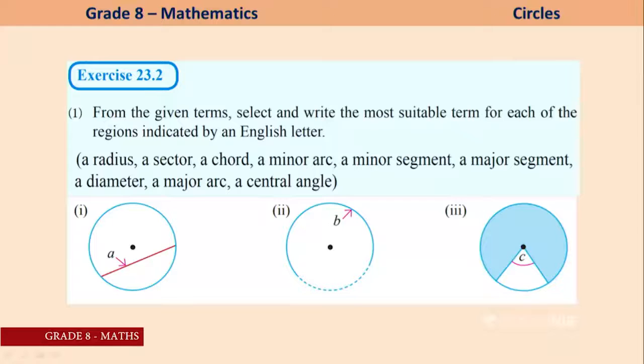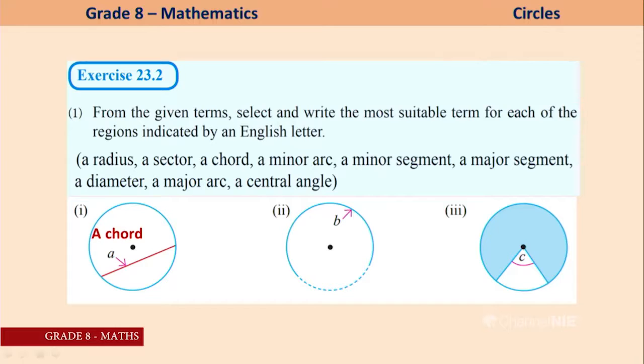From the given terms, select and write the most suitable terms for each of the regions indicated by an English letter. There are several terms in here. You have to select the suitable one. Look at the first diagram. There is a simple A. A, what is the meaning of A? Can you try to do that question? Yes, A is a chord.